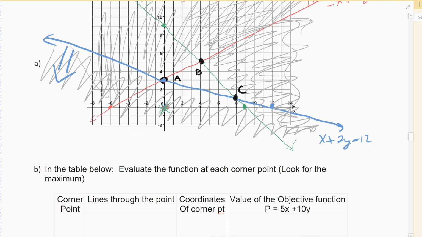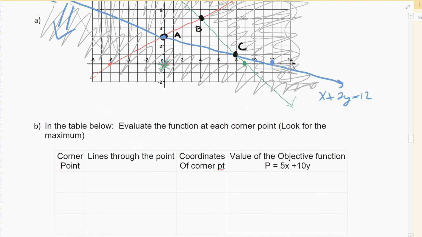Alright, so that's the hard part. Once I've got it graphed and I've found my corner points, then it's really just to see which one of those gives me my best value. Alright, so my A, B, and C. A is easy. A was the corner point that I used to graph, so I don't really need to check that. That was the point 0, 3, and I used 0, 3 to graph both the blue line and the red line. So I don't need to check that one. But B and C I have to check.